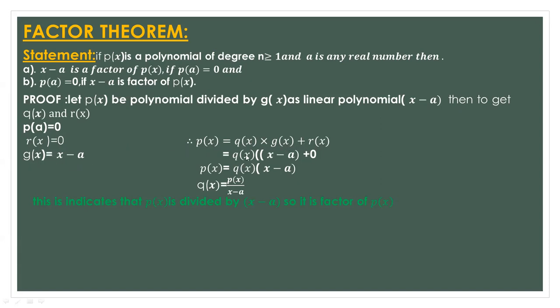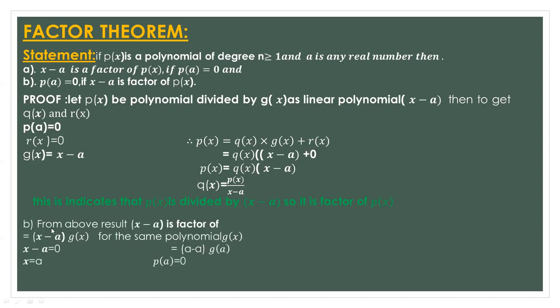Substitute the given values here, then q of x into x minus a plus r of x becomes 0, then p of x is equal to q of x into x minus a. Then your q of x is equal to p of x divided by x minus a. It means your given polynomial is divided by x minus a. It means x minus a is a factor of the given polynomial p of x. Okay, students, once again, your given polynomial is divided by x minus a. It means x minus a is a factor of your polynomial p of x.